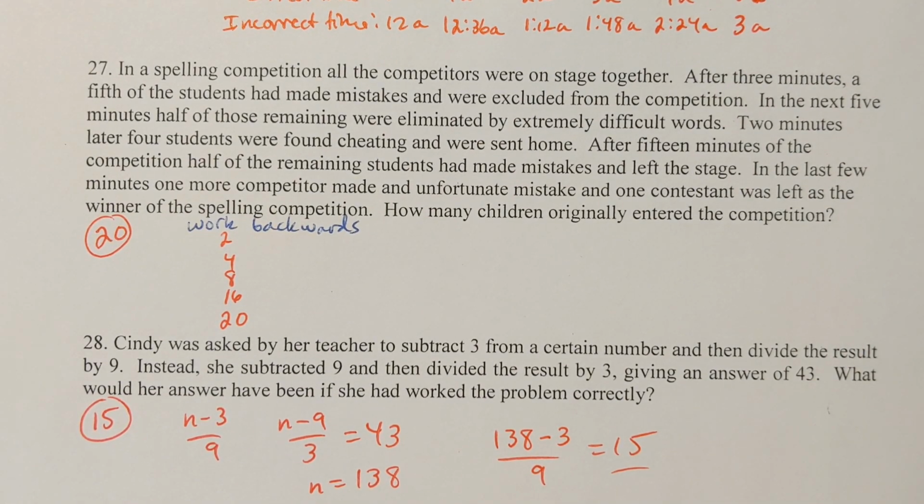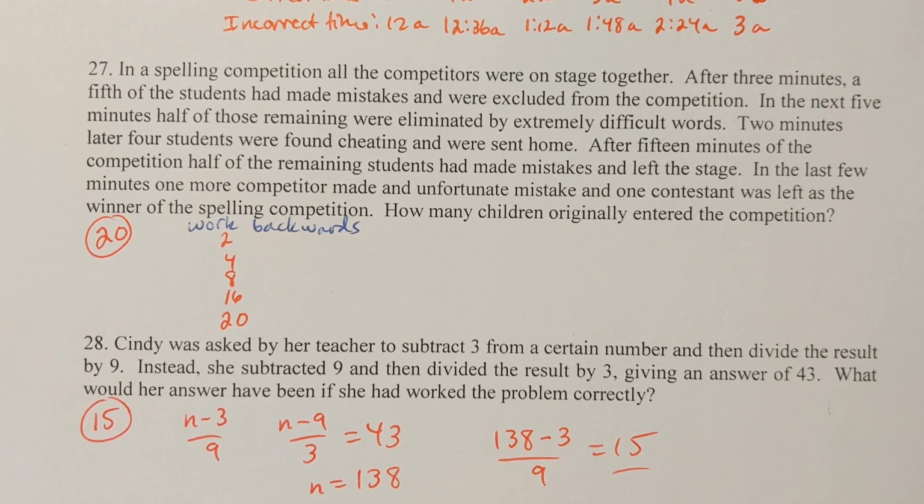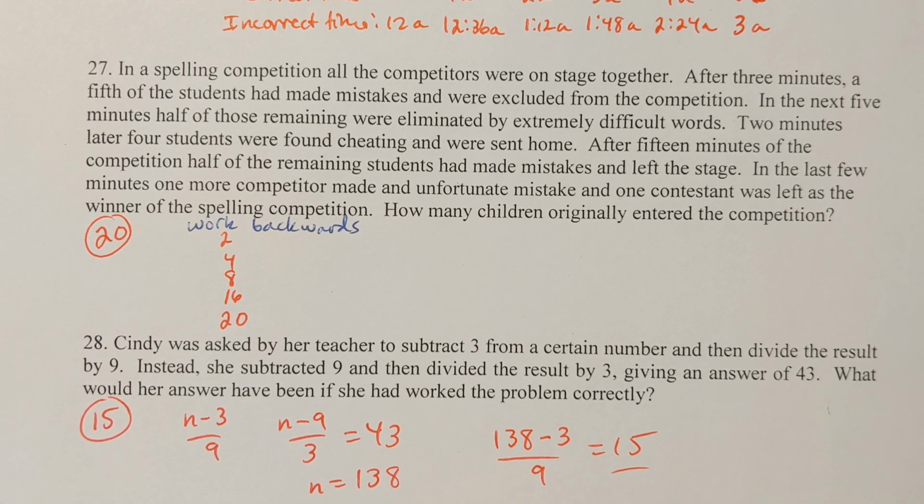Problem 27. In a spelling competition, all the competitors were on stage together. After 3 minutes, a fifth of the students had made mistakes and were excluded from the competition. In the next 5 minutes, half of those remaining were eliminated by extremely difficult words.